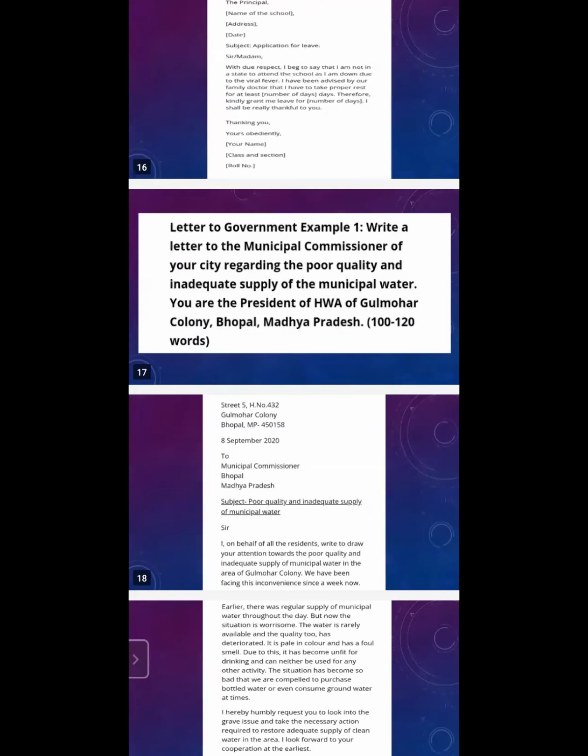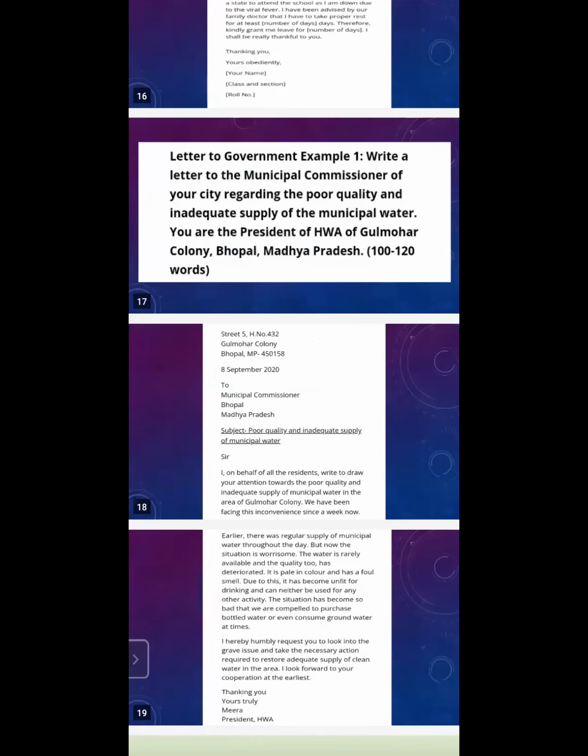One more example of a formal letter we are going to see. Write a letter to the municipal commissioner of your city regarding the poor quality and inadequate supply of the municipal water. You are the president of HWA of Gulmohar Colony, Bhopal, Madhya Pradesh.